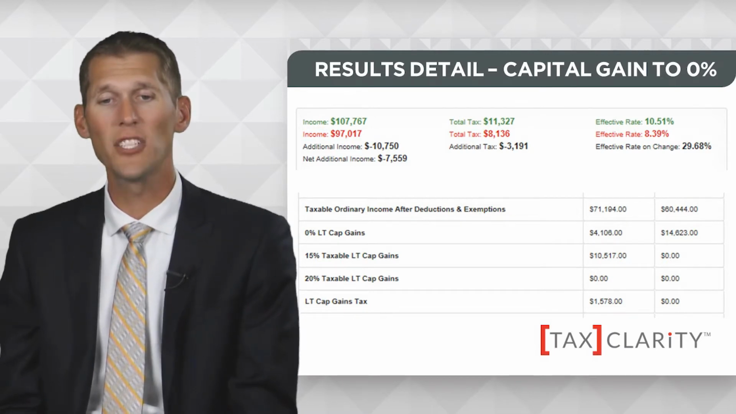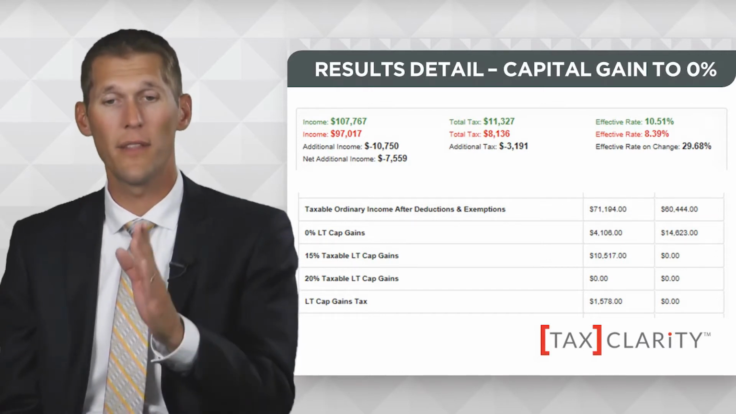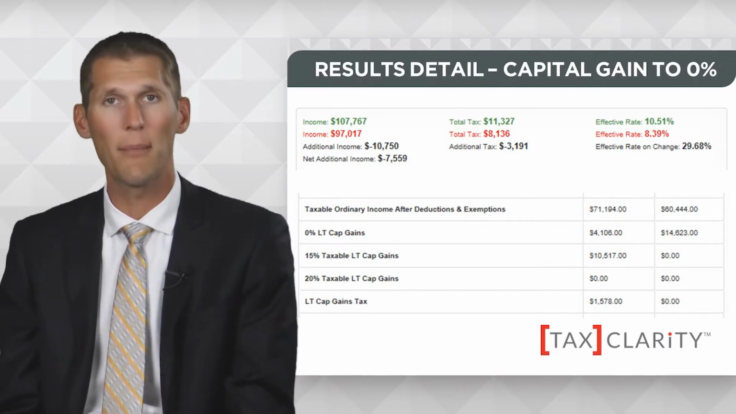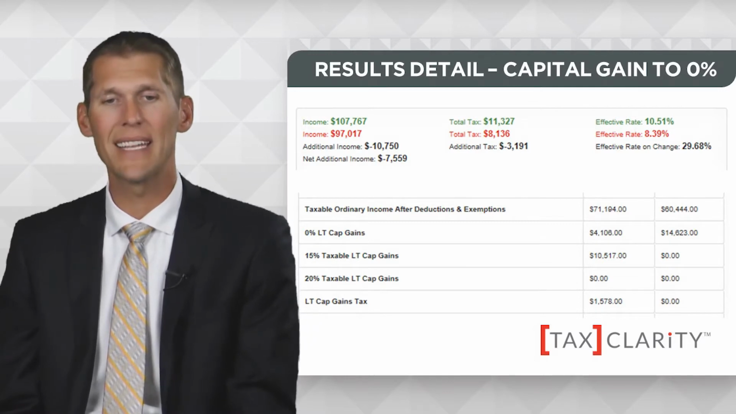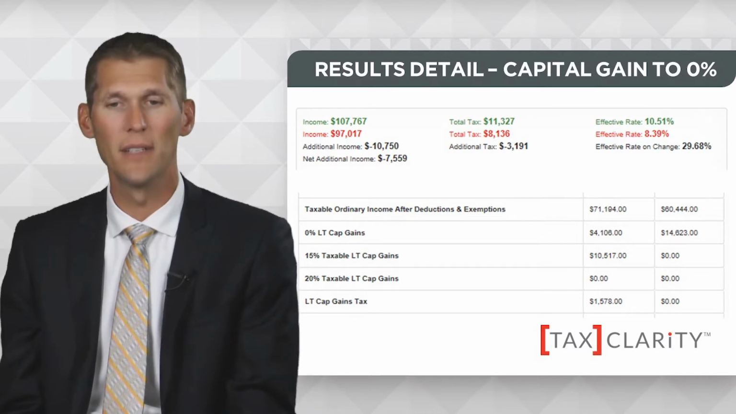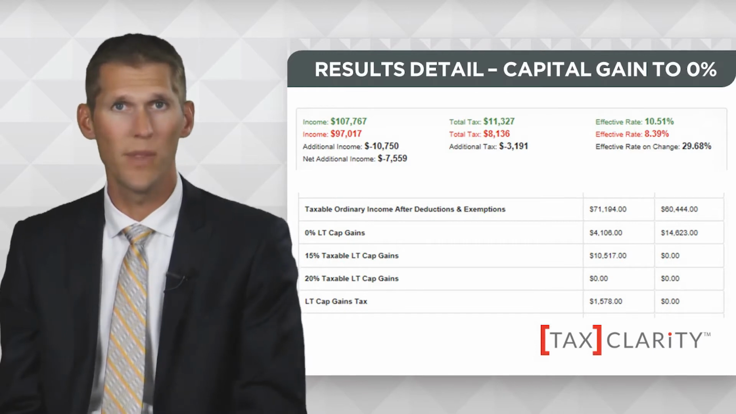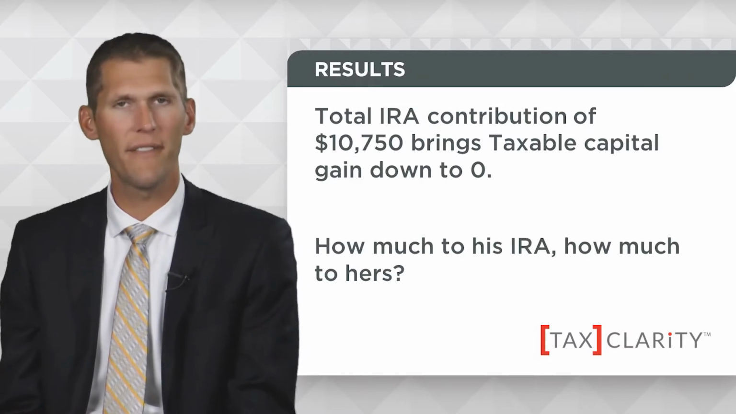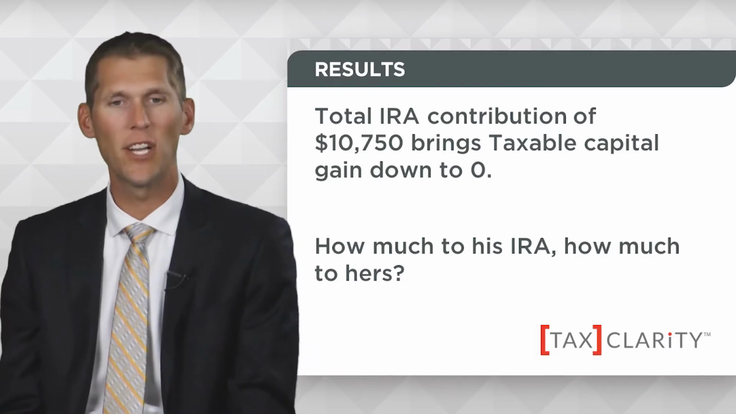So if you look over here, how much falls into the 0% long-term capital gains bracket? In the first case, on the left-hand side, we had $71,000 of ordinary income, and 4,000 of capital gains fell in the 0% bracket. On the second column, you see that the taxable ordinary income after deductions and exemptions went down to $60,000. And so we actually got $14,000 of capital gains through, the entire capital gain, at the 0% rate. So it was a $10,750 contribution. The question then became how much to his IRA and how much to hers.